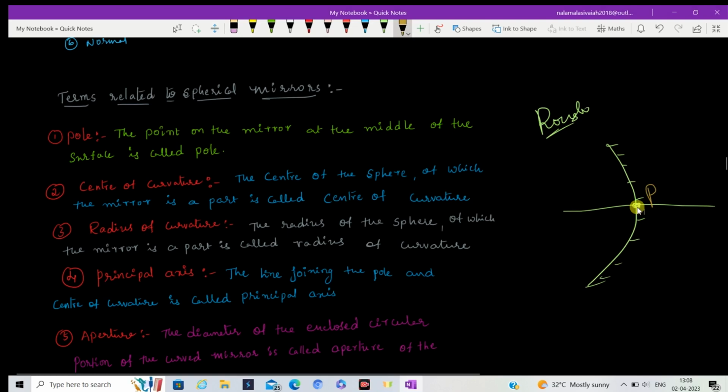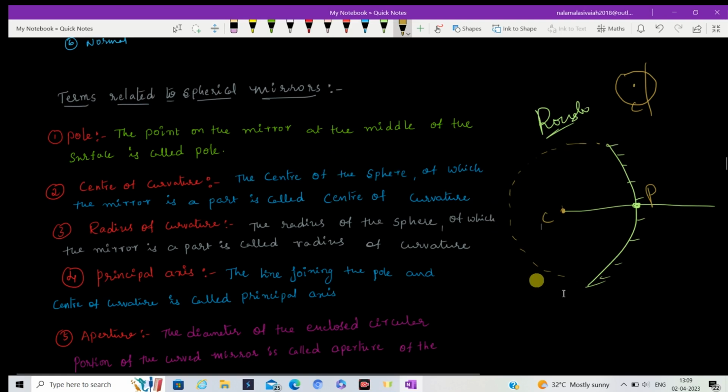And the center of curvature. What is the center of curvature? You can take this sphere. For a sphere, normally you take the circle, and the center will be there. But we took a curvature here. So here a point will be there, and this point will be considered as the center of curvature. The definition is the center of the sphere.